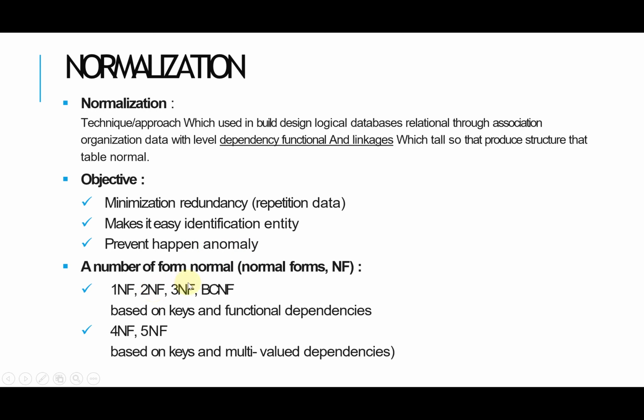A number of normal forms: we have 1NF, 2NF, 3NF, and then BCNF, based on keys and functional dependencies. If based on keys and multi-valued dependencies, we can use 4NF and 5NF. But in this material, we just learn about 1NF, 2NF, 3NF and BCNF.